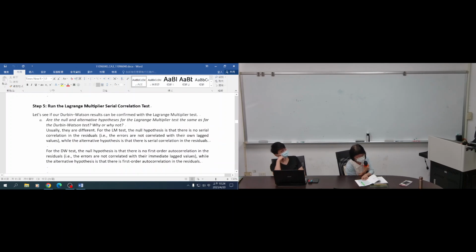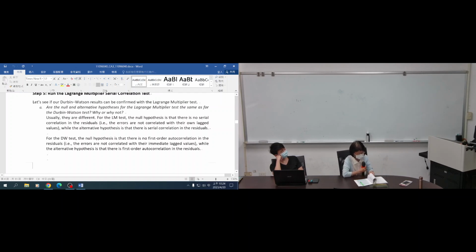And for the Lagrange multiplier, did I show you that? I forgot. Do I show the Gretl? It's about the Durbin-Watson, right? And they do have the p-value. But this is called the critical value approach. Either way is okay. I just like to mention this one.